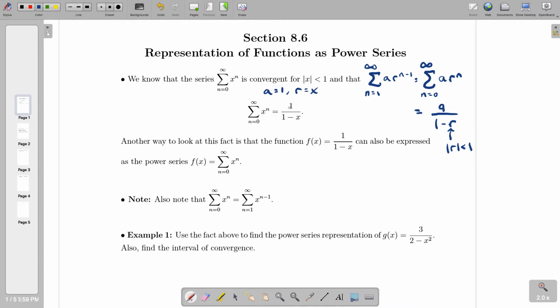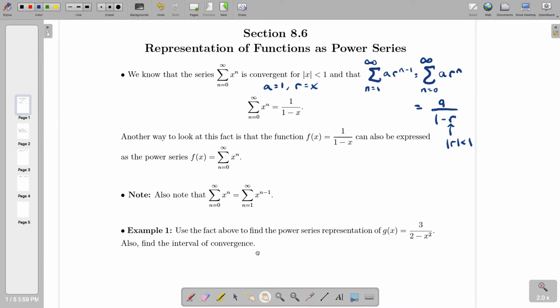And if you do that, then you have this series here, which by the same reasoning would give you this 1 over 1 minus x. Now, because x is a variable, we're able to say that this power series is equal to this function. So we can now think of functions that are themselves infinite series. All right. So let's take a look at an example here.